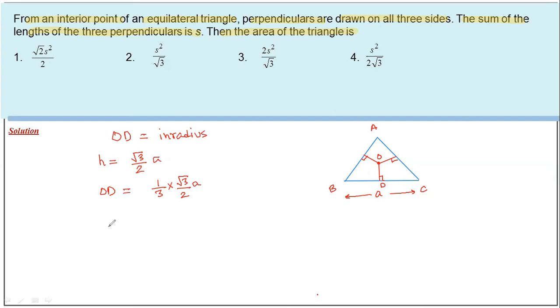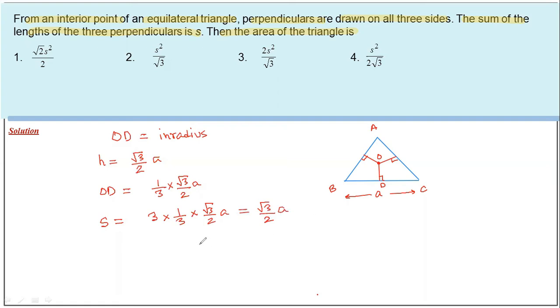Now the sum of the lengths is given as S. So S would be thrice of OD. So 1 by 3 into root 3 by 2 into A. So that is equal to root 3 by 2 into A.